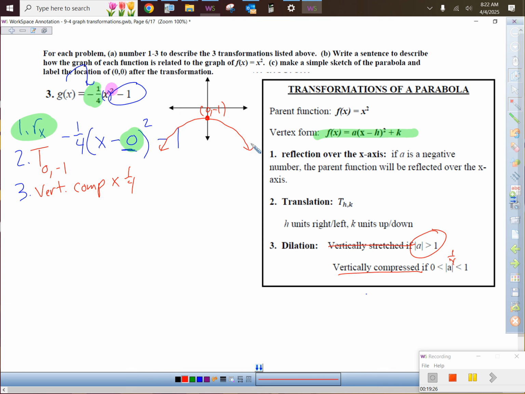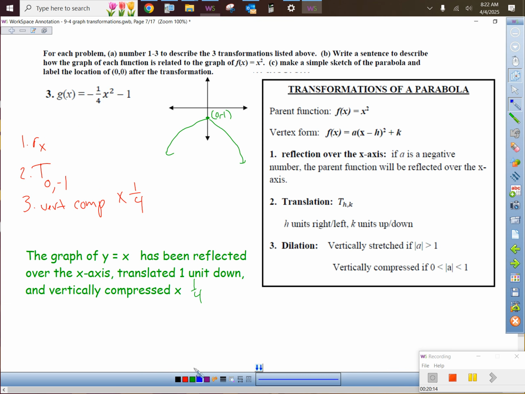Let's see if you can write the sentence. The graph of... And if we do this sentence right, we'll stop writing the sentences today. The graph of, what do you want to put right after that? The graph of y equals x squared has been. Then you go to your 3 steps, and you write them in the order. First thing you write, it has been what? Reflected over the x-axis. Has been reflected over the x-axis. Then it has been translated 1 unit down.